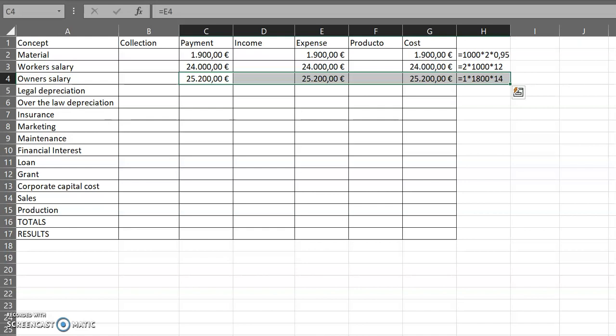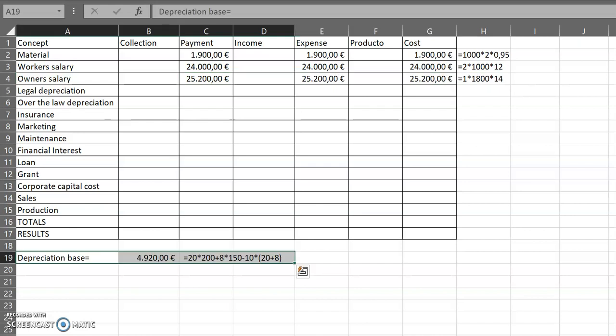Now we have the information related to the depreciation. It says the company has 20 adult bikes and 8 bikes for children. So the first thing is going to be calculating depreciation base. So we have 20 adult bikes that were bought by 200 each, and 8 bikes for children that were bought by 150 each. And it says that each bike has a residual value of 10. So total residual value, it's going to be 10 multiplied by the number of bikes, which is 28.